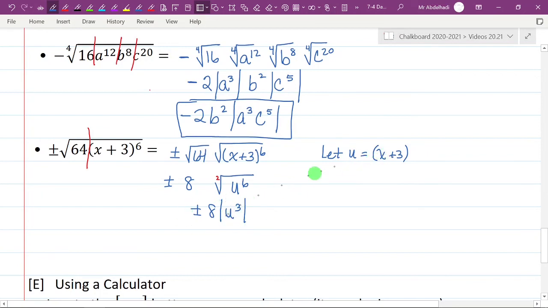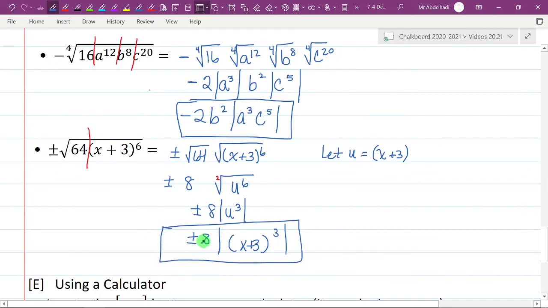Now that you've done the square root, you must put back whatever u is, and u is this thing in parentheses here. So you still have the plus or minus, you still have the 8, you still have the absolute value bars, but that u becomes x plus 3 in parentheses. That's why I put the parentheses there. And then you have that 3rd power out there. And this is your answer.